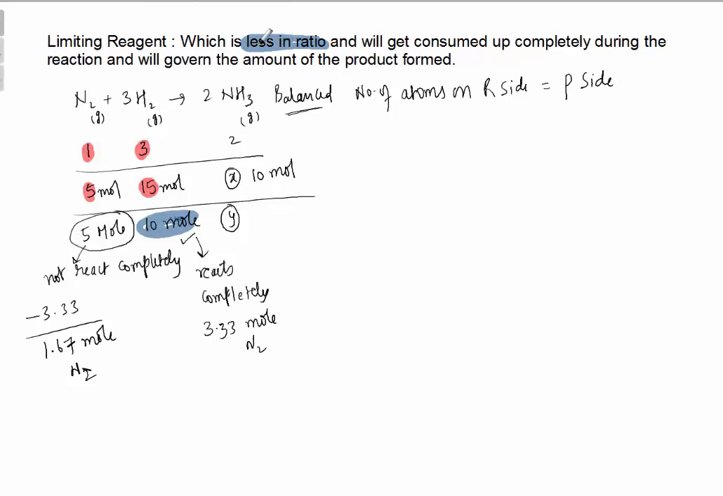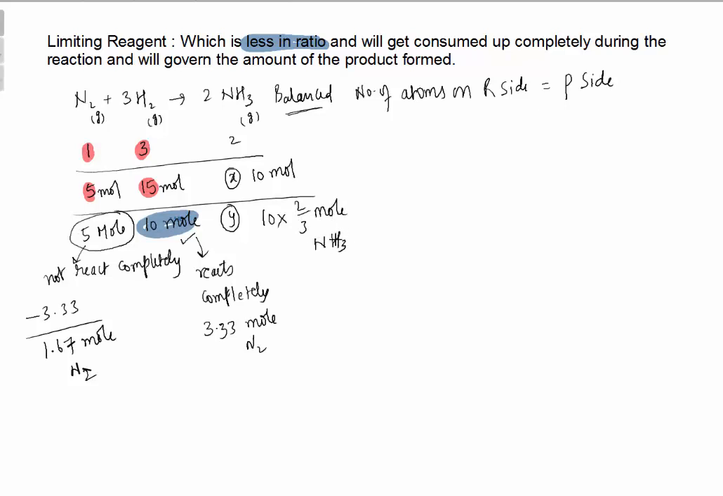Many of you will take less in number, write 5 mole N2 as the limiting reagent, and you will get a zero in the exam. So keep this in mind. Please remember, you should always see the ratios, and which is less in ratio will always control the amount of product formed. That means here the answer will be 10 into 2 by 3 mole ammonia.